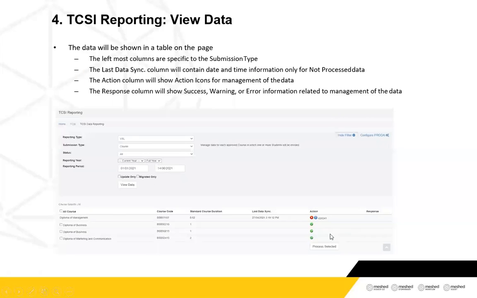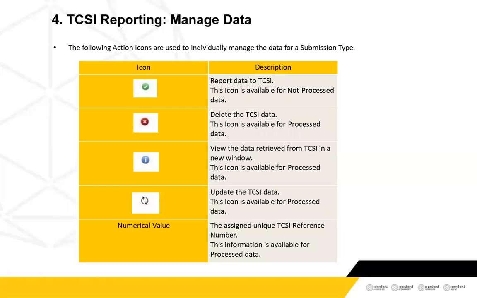Now, on this screen, you can see there is a second last column, action. Under action, there are several buttons. So let's talk about those buttons. So first is green tick button. This button you can use to report your data individually to TCSI. Once data is reported successfully, this button gets replaced by the delete button. So delete button you can use to delete your record from TCSI portal, which was reported.